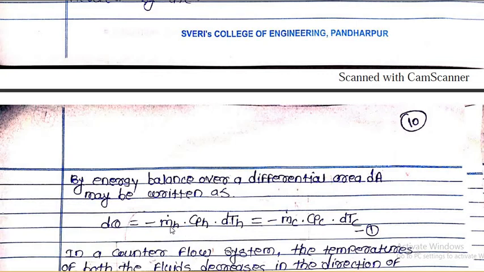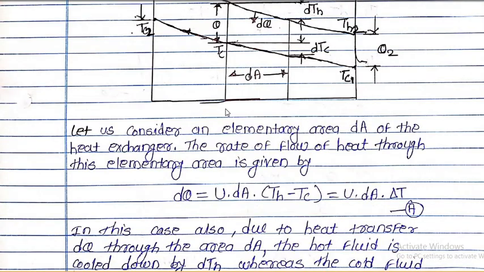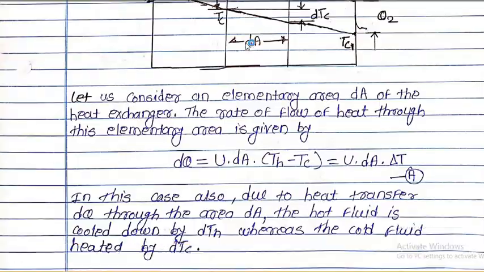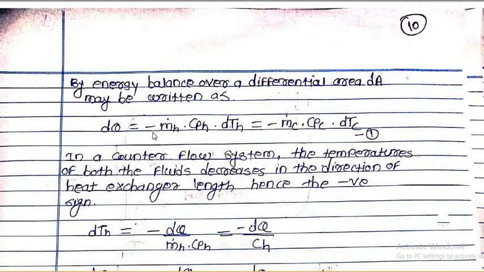Okay, m dot h is the mass flow rate of a hot fluid, cp suffix h is the specific heat of a hot fluid, dt suffix h is the change in temperature of a hot fluid. Here the minus sign is given because as we move along the surface area of a heat exchanger in the positive x direction, the temperature of the hot fluid goes on decreasing, so the change will be negative. So here we have taken the negative sign.